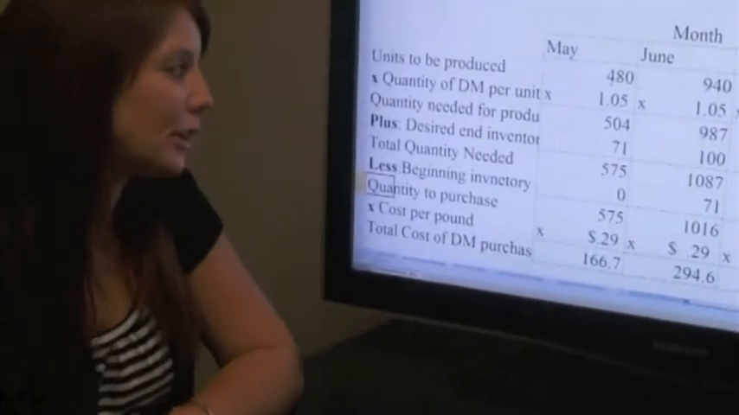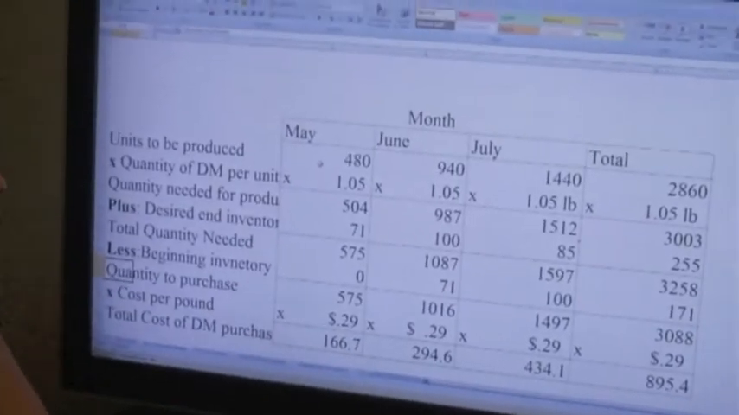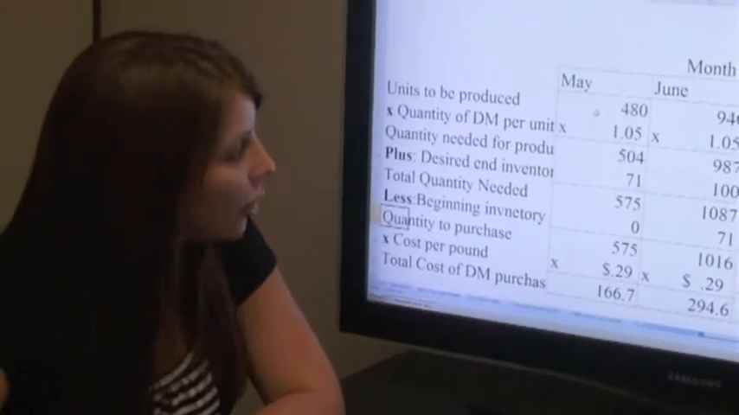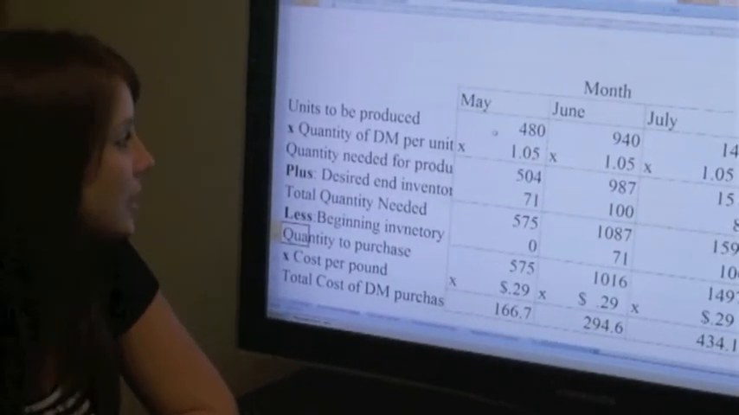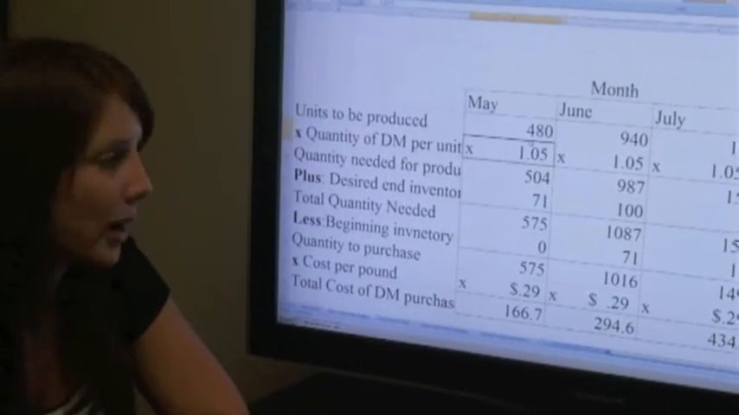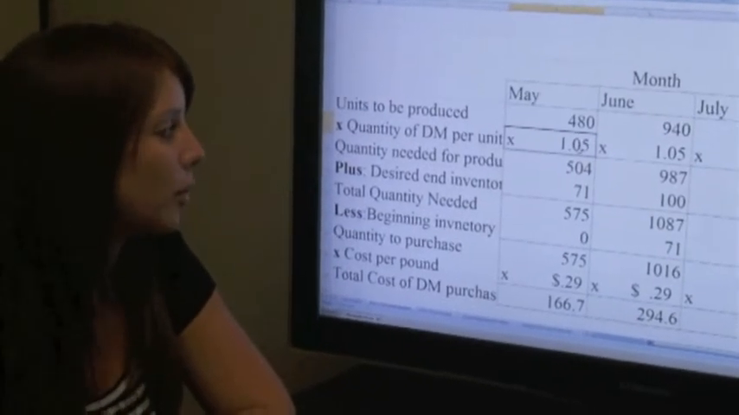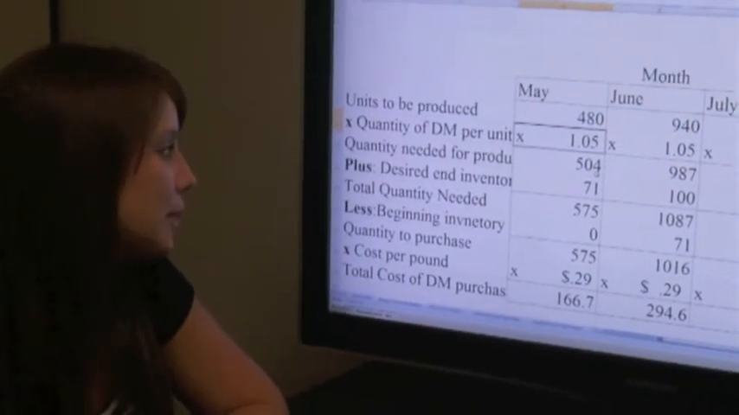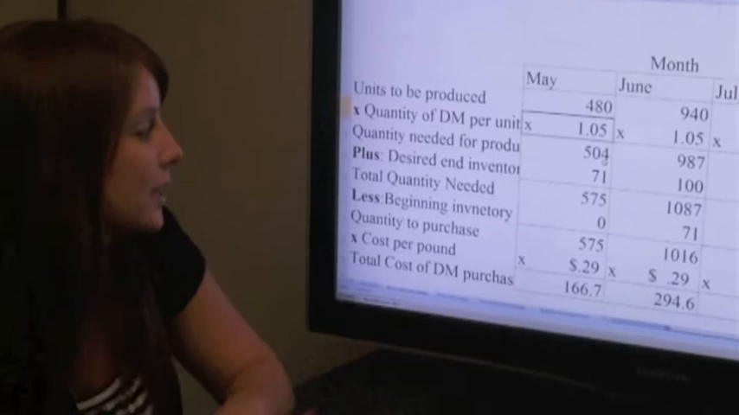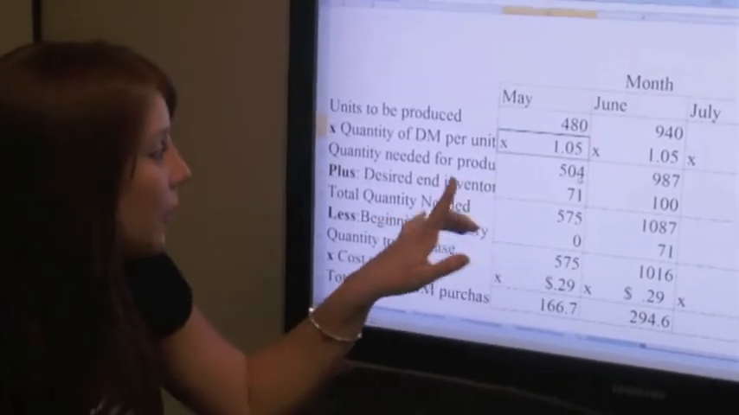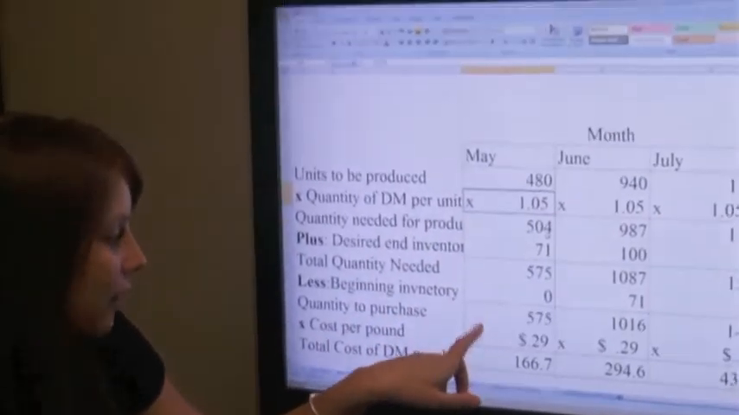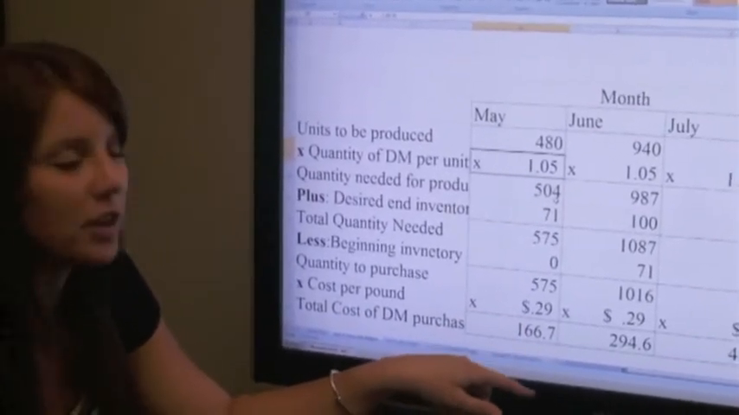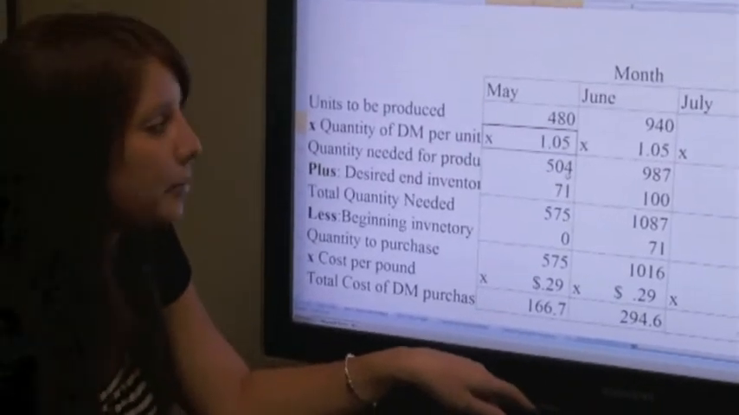Okay, so this is our direct materials budget for the months of May, June, and July. In the month of May, we're going to be needing 480 units, which is 42 cases of water times 24 water bottles in each case. Each water bottle weighs 1.05 pounds, so 480 units times 1.05 pounds is 504 pounds. Since we're going to be wanting to keep 10% of inventory on hand for next month, we have 71 units here, and then we add the two together and we get 575. Each unit costs 29 cents, so we get a total cost of $166.70 for the month of May.